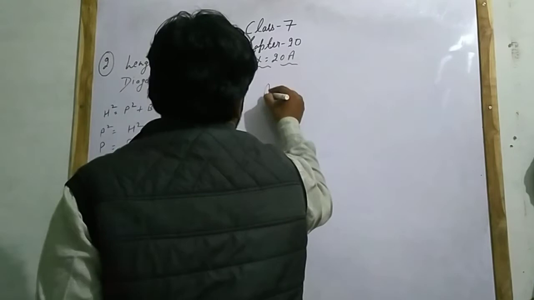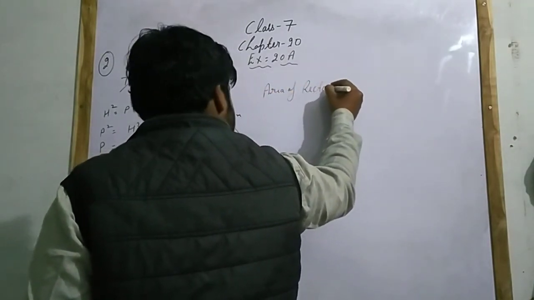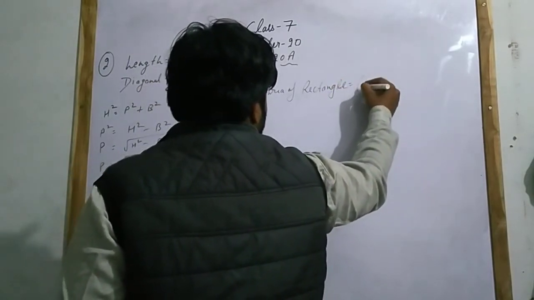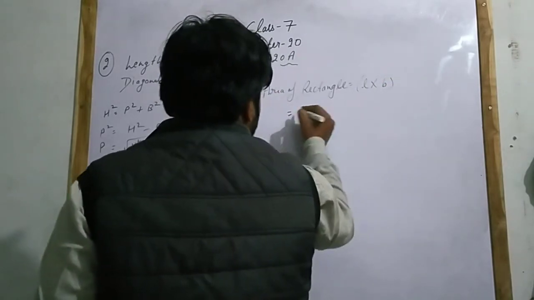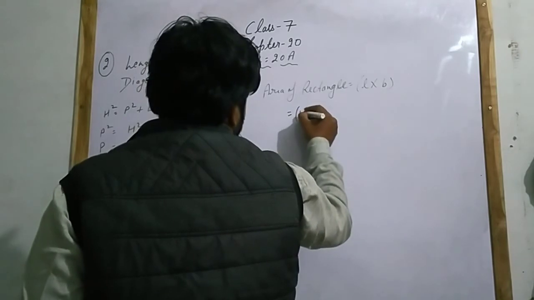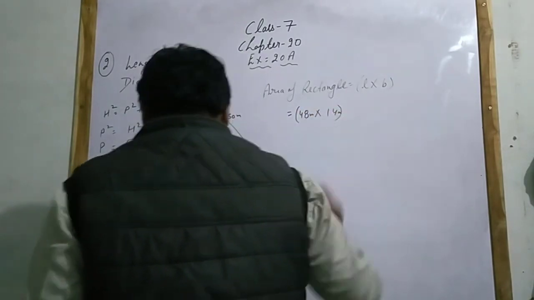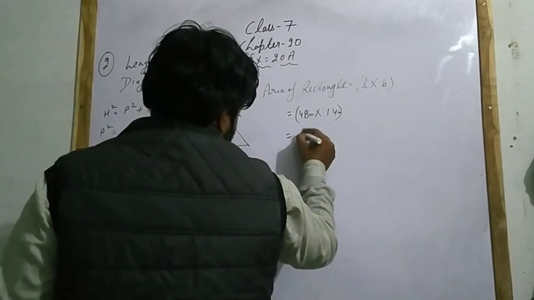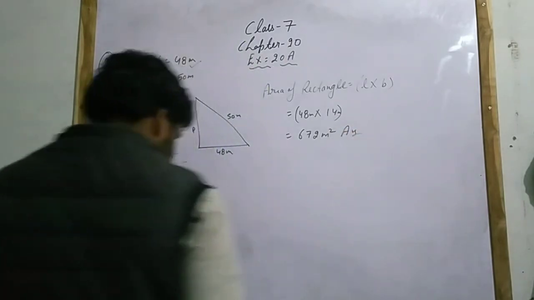Put the formula for the area of a rectangle. Area of rectangle equals length multiply by breadth, right? What is your length? Length is your 48 meter multiply by 14 meter. 48 multiply by 14, right? When you multiply this, it will be 672 meter square. This is your answer of question number 2.